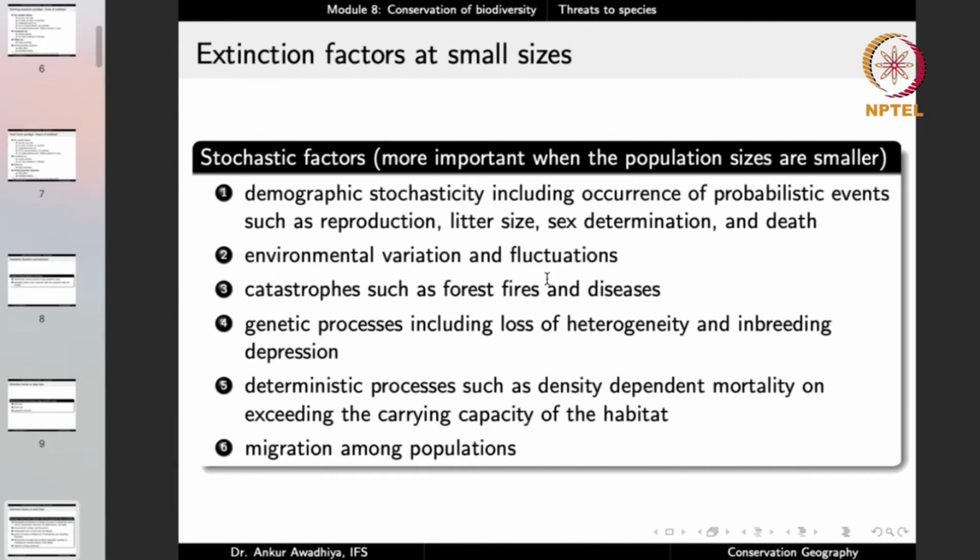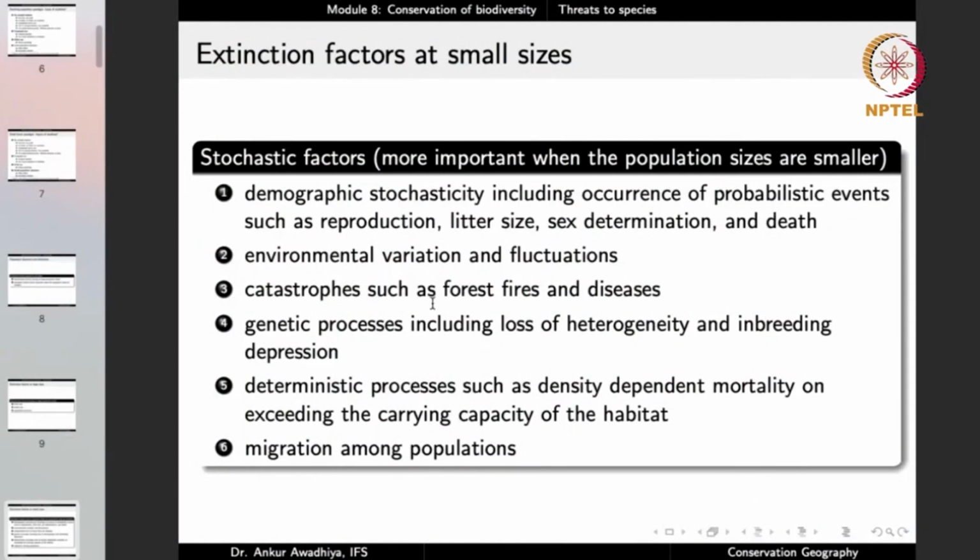Then we have environmental variation and fluctuations. So, you can have things like an extreme flood or an extreme drought, or extremes of temperature. They will play a role even in large populations, but there so many individuals will survive these fluctuations that the population will not be pushed towards extinction. But if you have a small population of, say, only 10 individuals, and 7 of them die in a drought, then the population has a very bleak future.